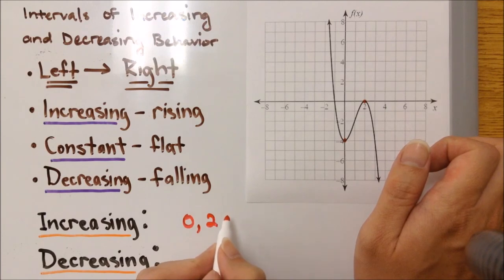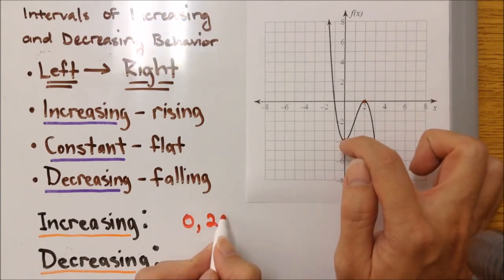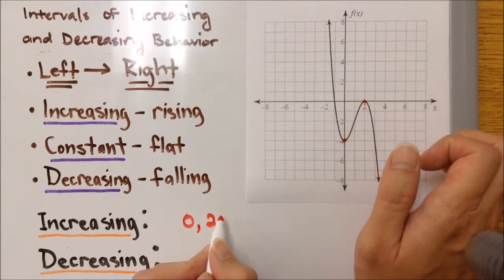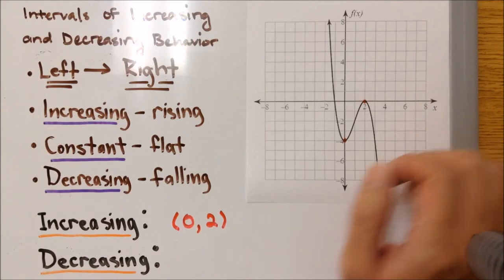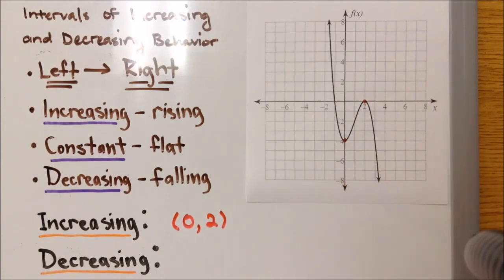And then that's it. Once I found the endpoints of the interval of rising, I'm going to put them in parentheses. And that's the only interval for rising. So let's do it for decreasing.